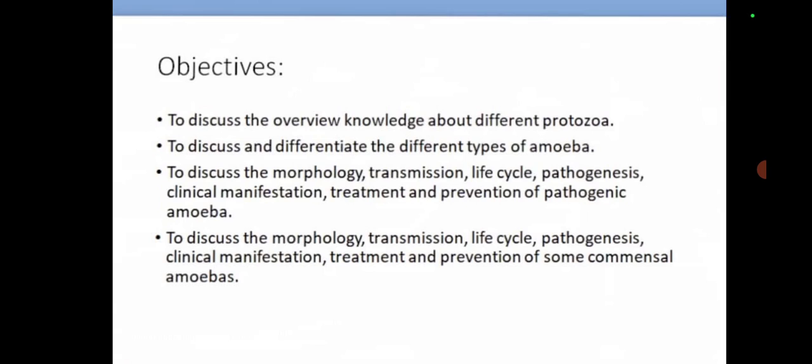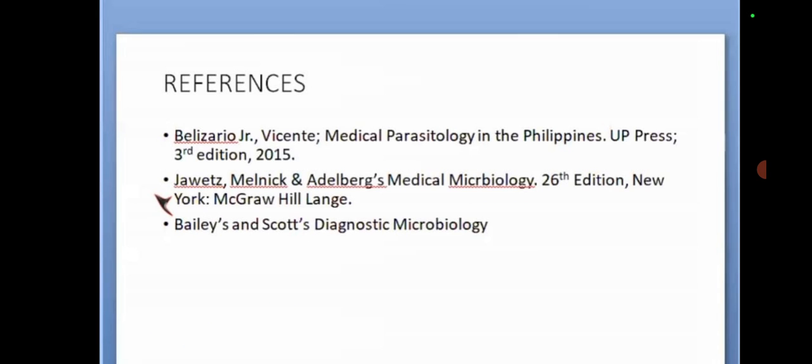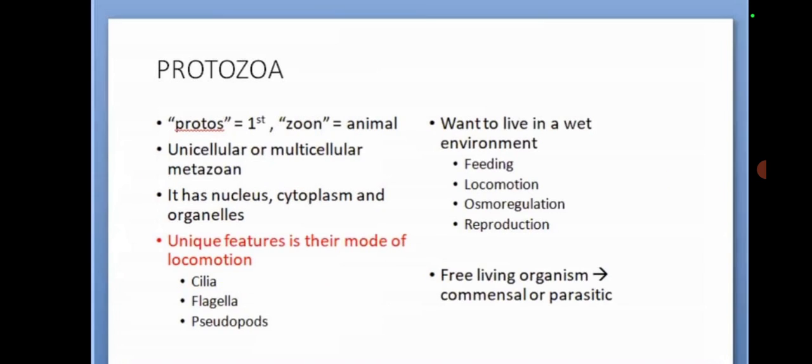differentiate the different types of amoeba: the morphology, transmission, life cycle, pathogenesis, clinical manifestation, treatment, and prevention of the pathogenic amoeba, and also the morphology, transmission, life cycle, pathogenesis, clinical manifestation, treatment, and prevention of the commensal amoeba, both pathogenic and commensal amoebas. The references for our parasitology are Paniker's, Ananthanarayan's, and Jawetz's Microbiology, and the Bailey and Scott's Diagnostic Microbiology book.